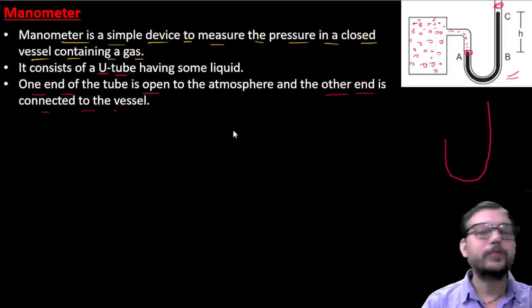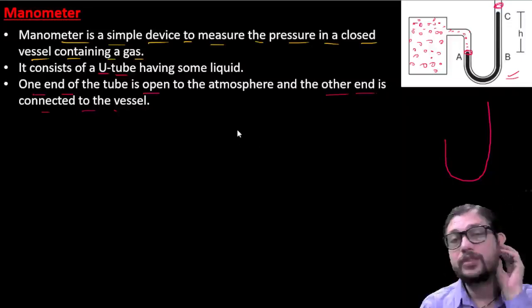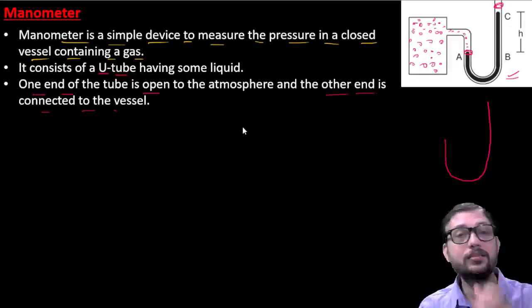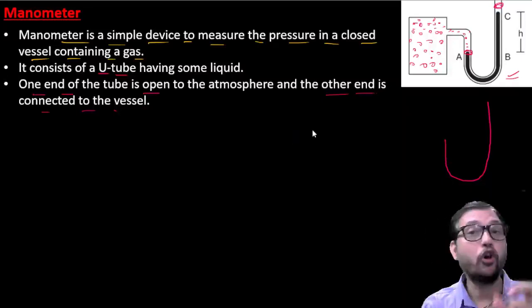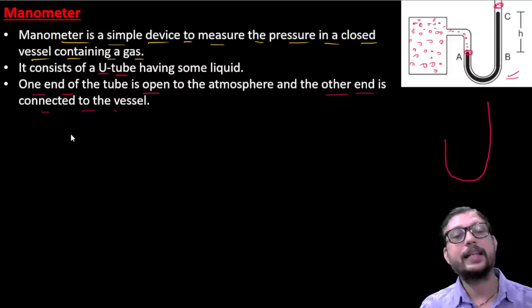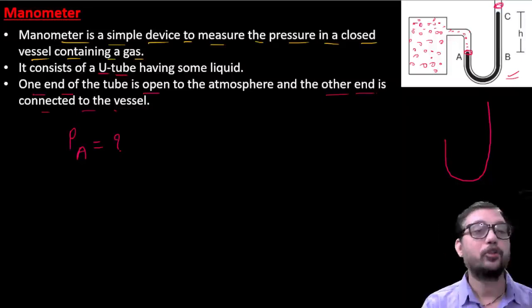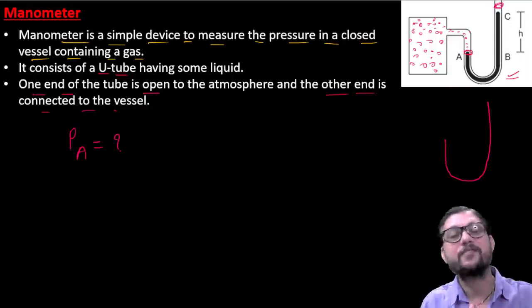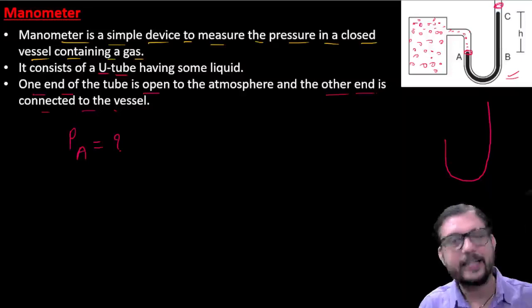Now, because we have to calculate the pressure of the gas, and the gas passes out from the knob A, in short we have to calculate the pressure at point A, because whatever the pressure is at point A, that is the pressure inside the gas of the vessel.